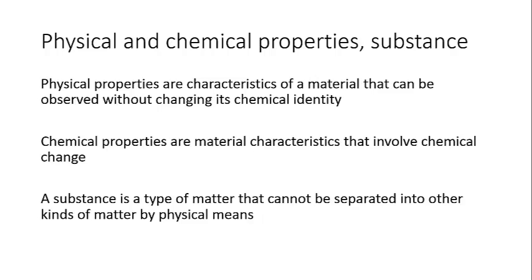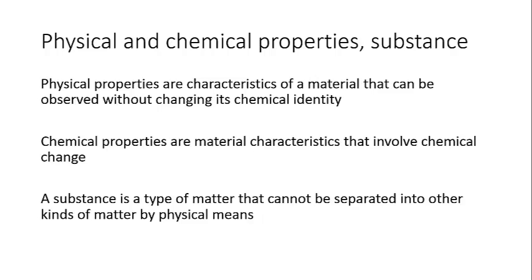But now let's talk about the difference between a physical and a chemical property. Well, a physical property, or physical properties rather, are characteristics of a material that can be observed without changing a material's chemical identity, whereas chemical properties are material characteristics that involve chemical change.